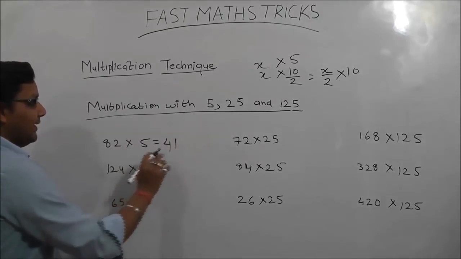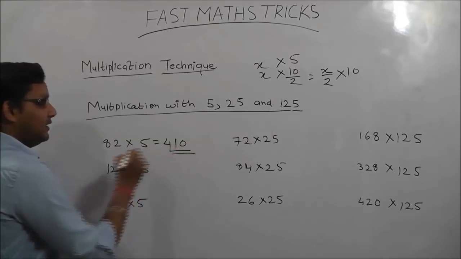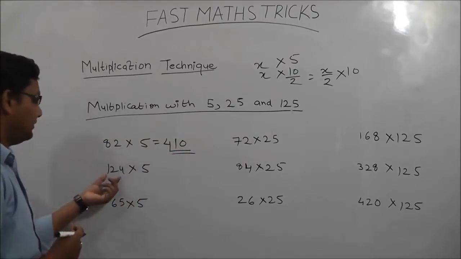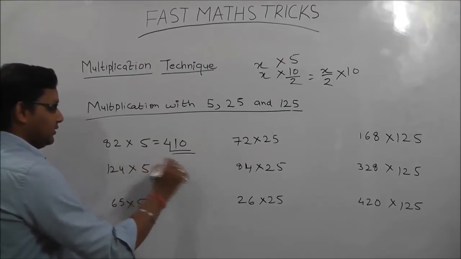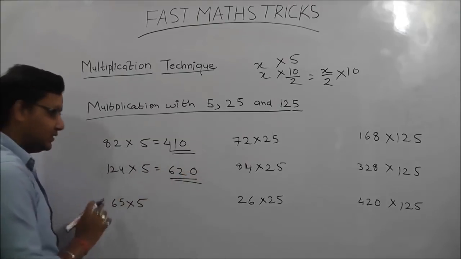41. Okay, and let's put 10. So directly we can get the answer. First divide by 2, how much will you get? 62. Okay, then put 10. So this will be the answer.